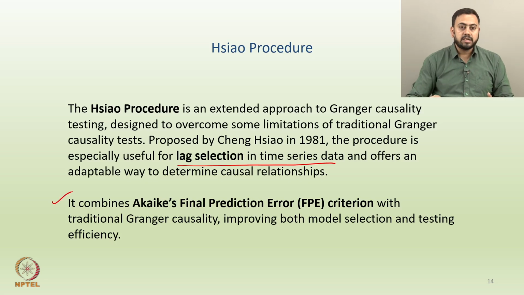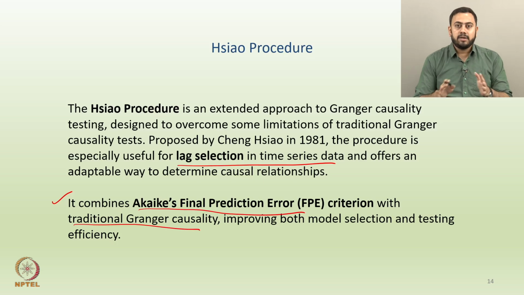Now, what exactly is the procedure all about? The Hsiao procedure combines Akaike's final prediction error, or in short FPE criterion, with the traditional Granger causality, improving both model selection and testing efficiency. So, it is an extension of Granger causality. Again, we will not go into detail due to paucity of time, but I thought of putting the Hsiao procedure in front of you just to show how one can extend the standard Granger causality.